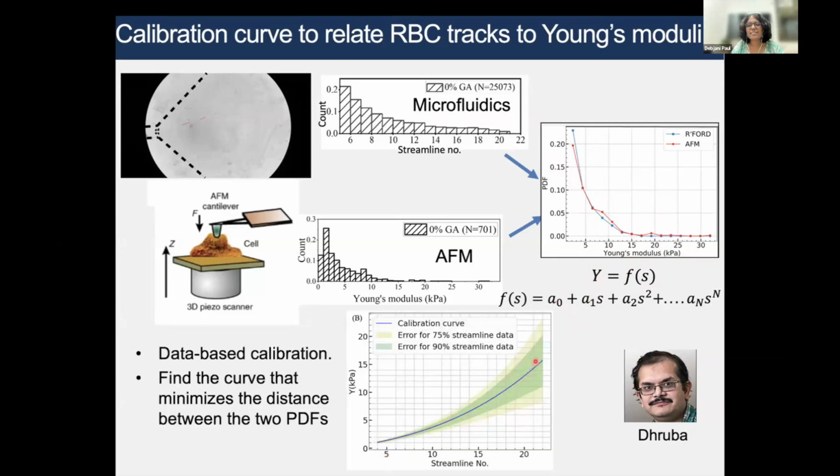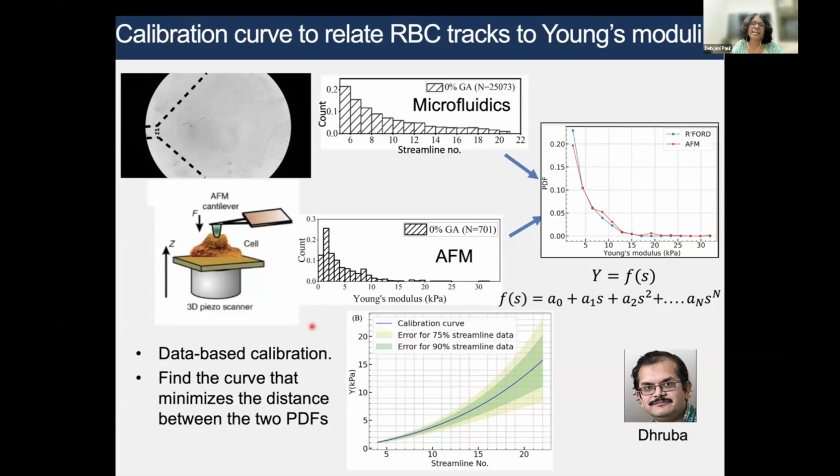Okay? So this is the equation of the calibration curve. You have the streamline on the x-axis and you have the Young's modulus on the y-axis. This blue curve is the calibration curve. Now, this calibration needs to be done only once, and after that you can use it to validate with any unknown populations, with some constraints: that your device remains the same, your flow rate remains the same, and the shape or the size of the RBCs does not change.